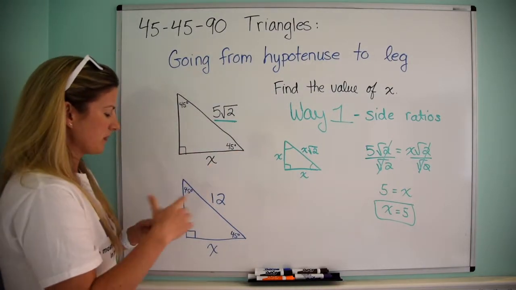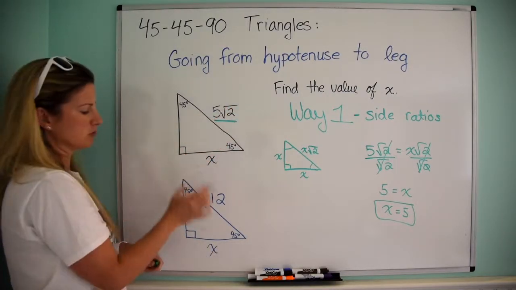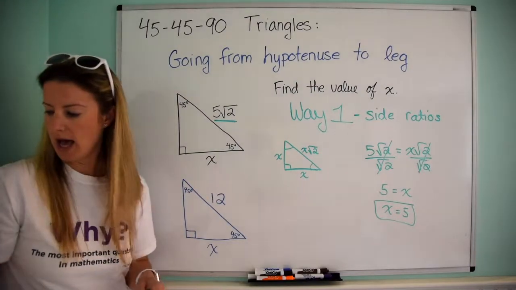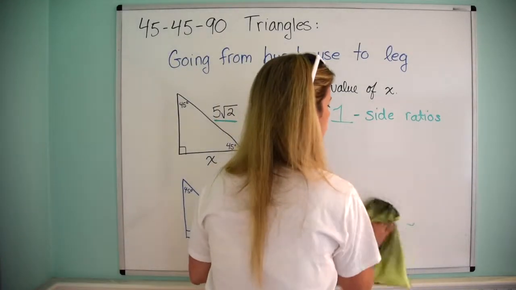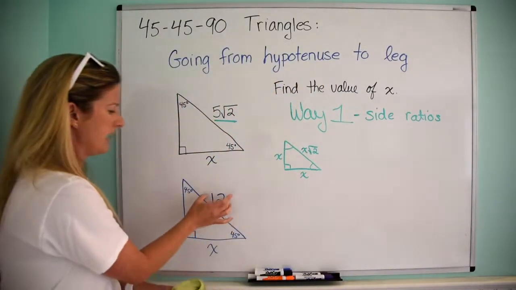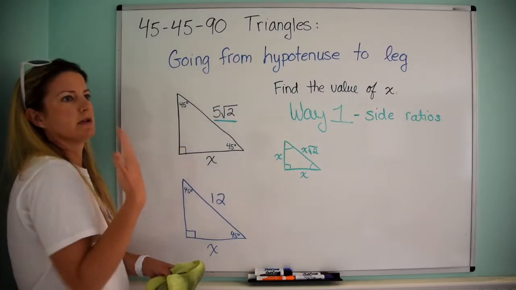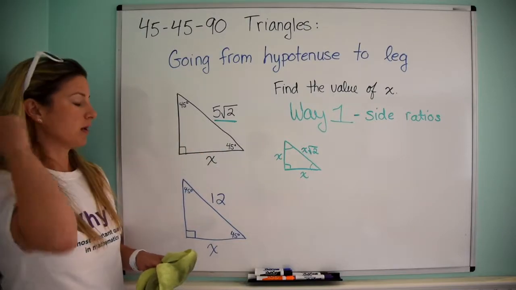Now, I'm doing 2 examples because one of them is going to have it in the form something root 2 and one of them is just going to have it like 12. So let's do that again, the same concept. This is going to be a little bit harder because it's not in the form x root 2. For example, if this were 7 root 2, the length of the leg would be 7. If it were 12 root 2, the length of the leg would be 12.